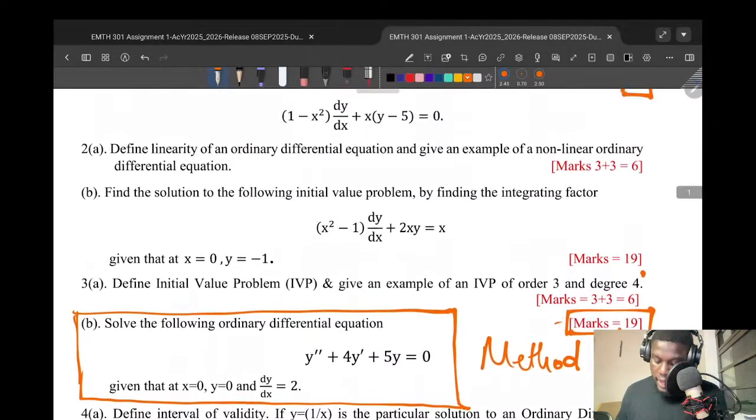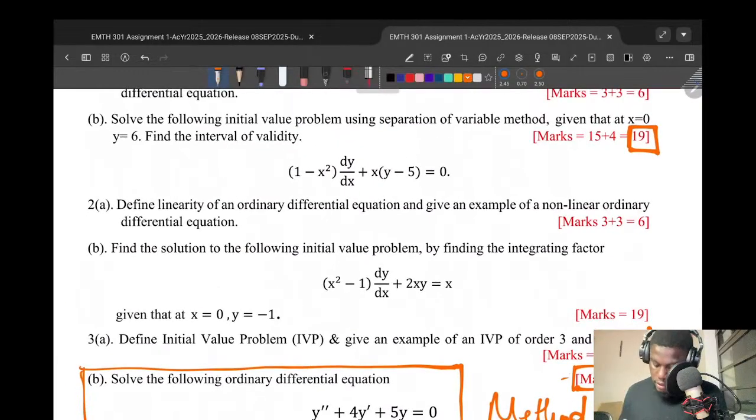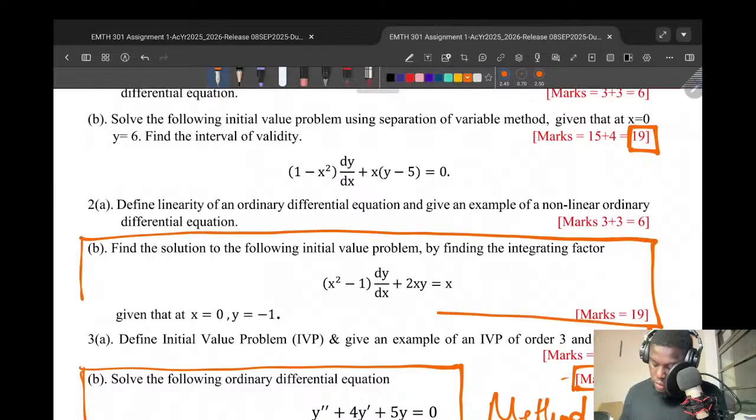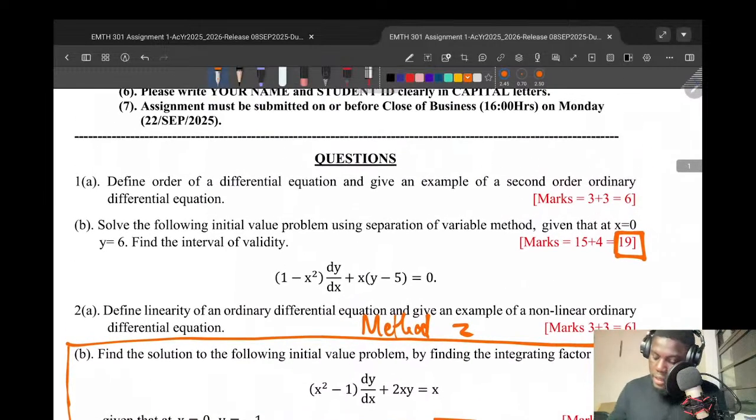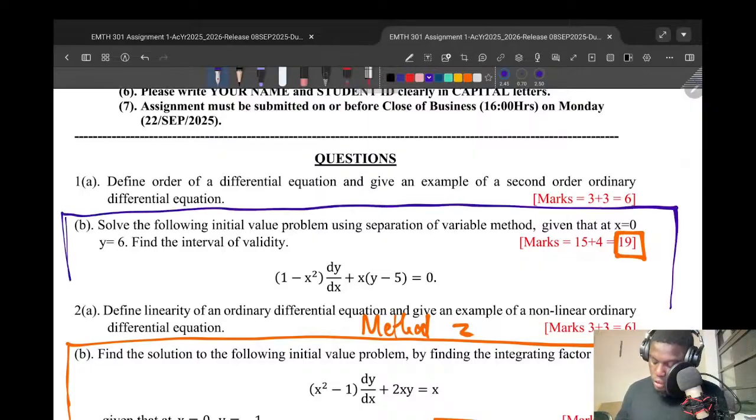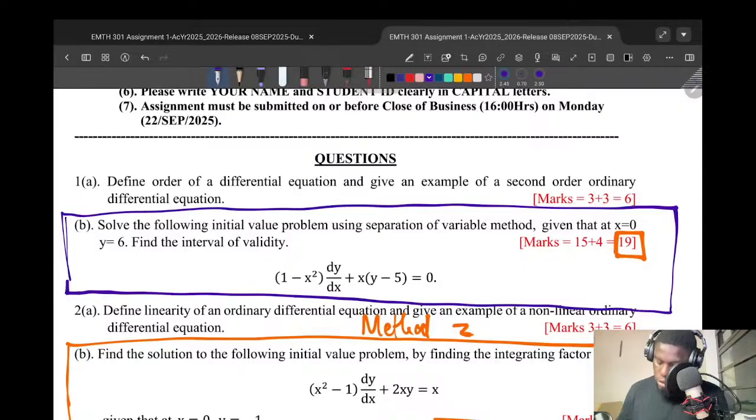Then we're going to have 2B, which is method number 2, and I want us to talk about it. We're going to talk about this one and see what you have to remember from it. Then we have number 1B, which is going to be method 1. I want to polish you up to make sure that you are definitely going to get it correct.